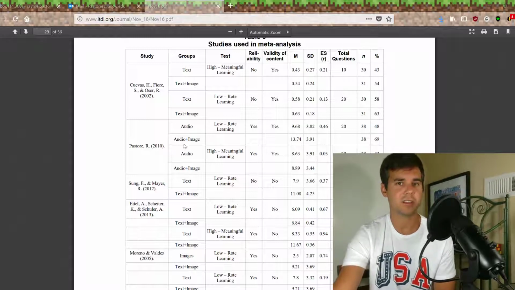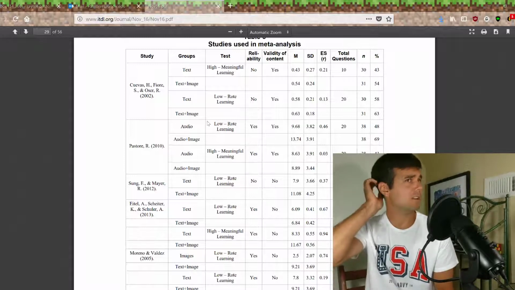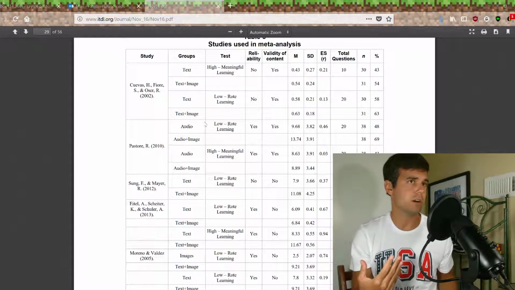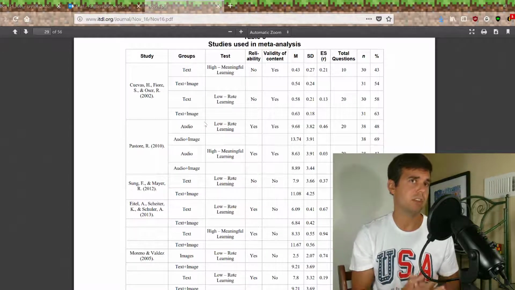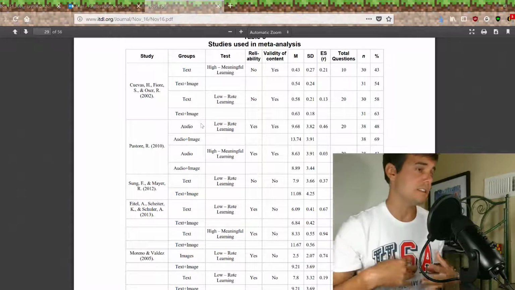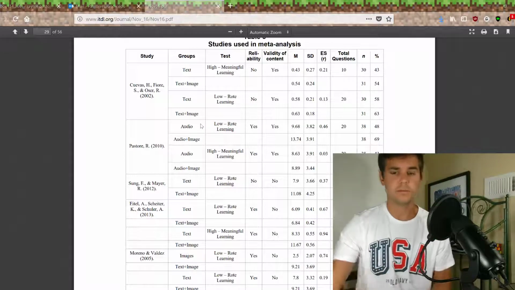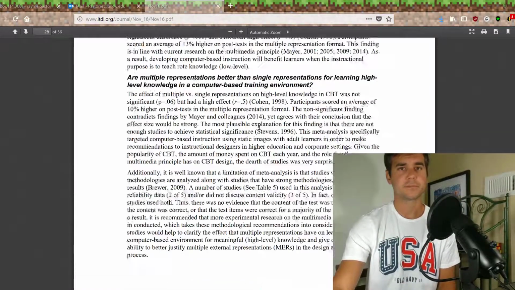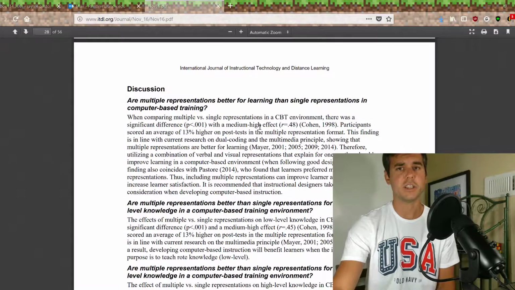Just shocked me. All right, so then what I did is I wanted to look at high-level learning and low-level learning. So low-level is like recall, like memorization. And high-level learning is like transfer and problem solving. That deep learning that we really care about. So what are the results? What did I find?